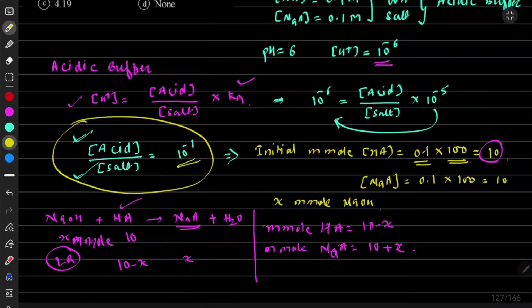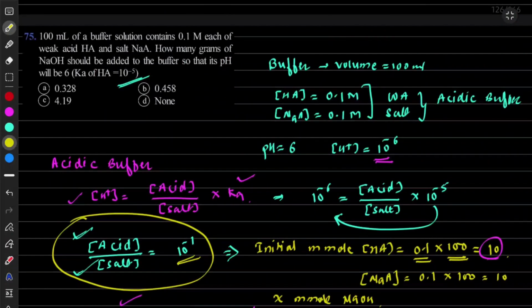Let's see, is it there in the options? 0.328. This is in the options. So option A is correct. 0.327 gram of NaOH should be added, so that the buffer pH will be 6.